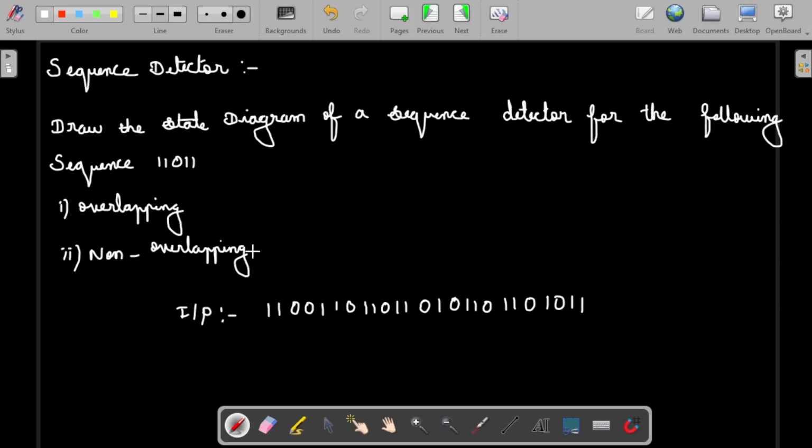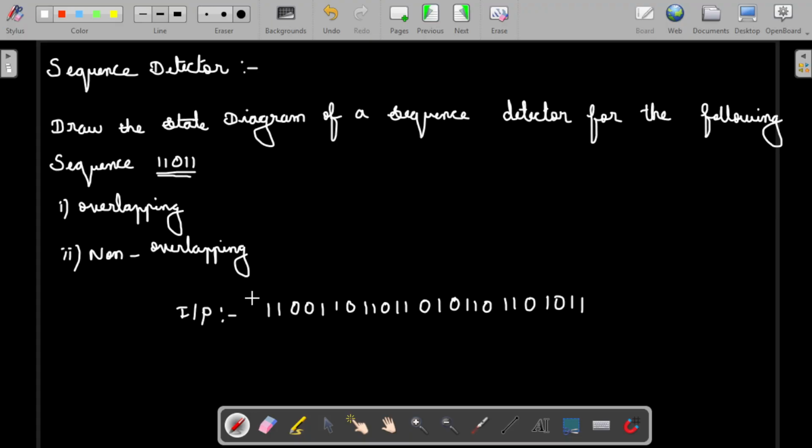Today we are going to discuss one important thing, that is how the sequence detector circuit can be represented and how the design process works. So draw the state diagram for the sequence detector of the following sequence. They have given one sequence, and a sequence detector works on some sequential input.